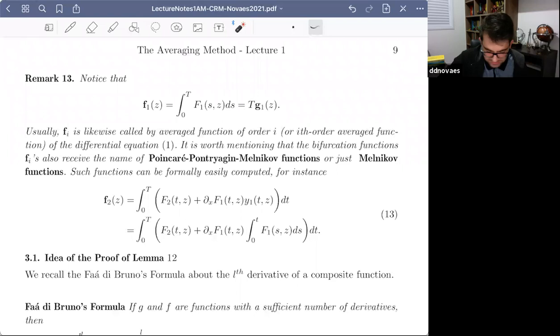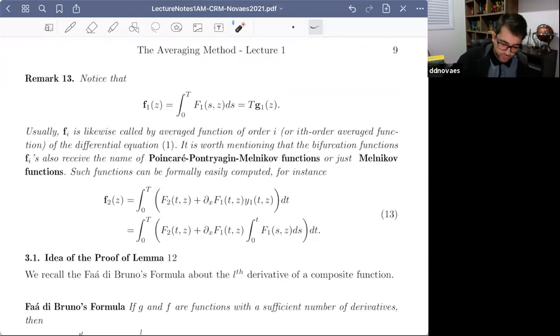Okay, this can be easily computed formally, at least if you substitute the expression of the difference equation you're working with. Then it can be hard to compute, but formally, it's easy to compute. You can have the expressions.